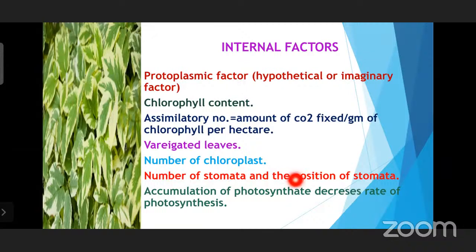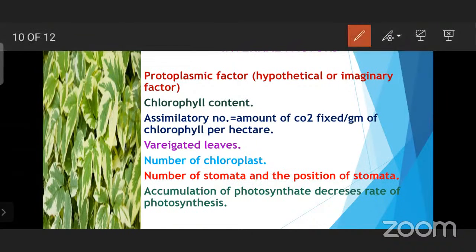Now the most important, accumulation of photosynthate. Accumulation of photosynthate decreases the rate of photosynthesis. This is very important. What is accumulation of photosynthate? First, you must know what is photosynthate. Photosynthate is nothing but the glucose which is prepared by the plant or the leaf, particularly in the leaf part of the plant body only the glucose is synthesized.